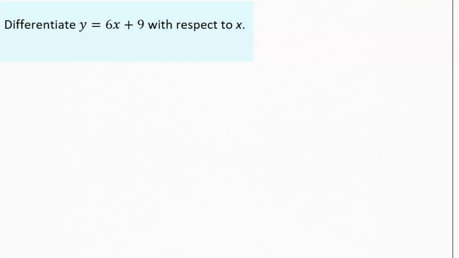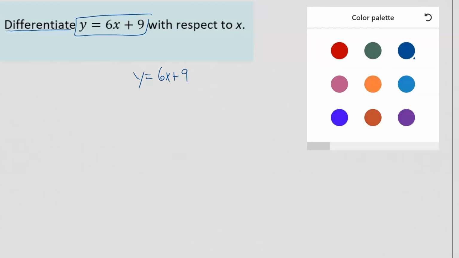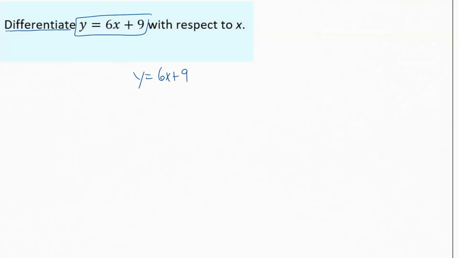Here we're given just a starter differentiation problem. They want us to differentiate. That language means take the derivative of this given equation right here. So y equals 6x plus 9. Sometimes when you're first learning derivatives, I find the easier looking problems are sometimes the most difficult because they don't always look like they fit our rules exactly.